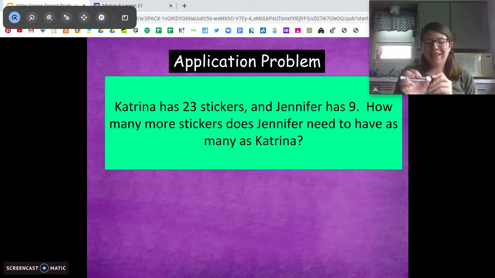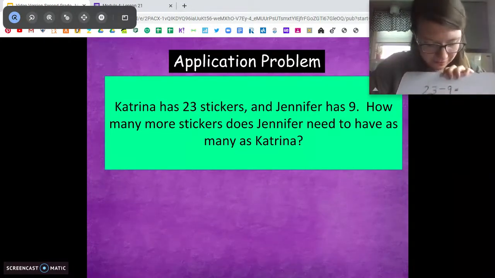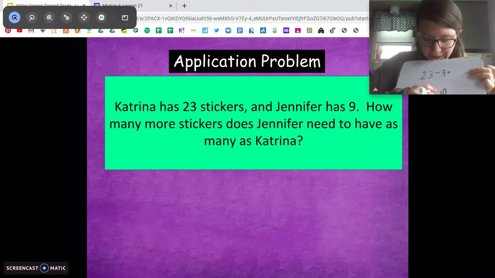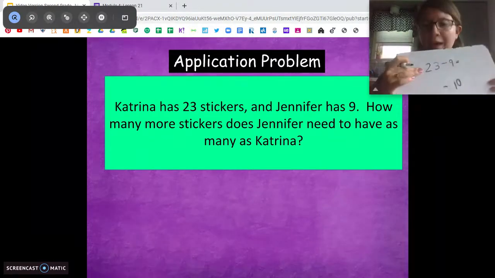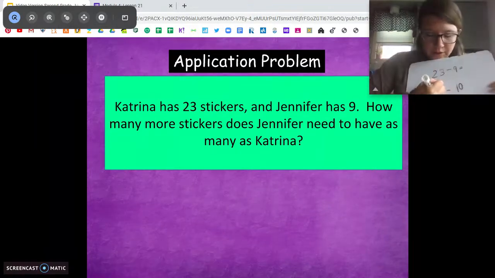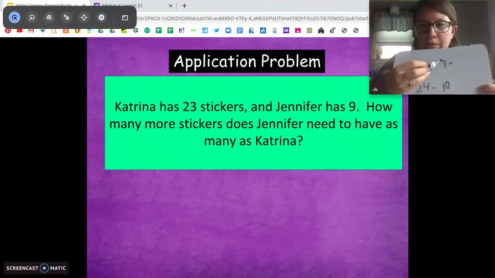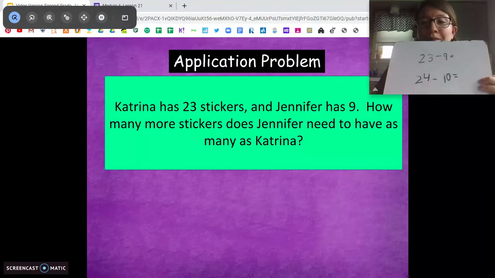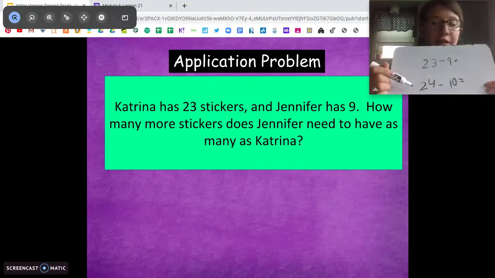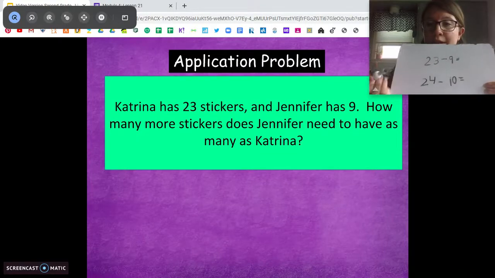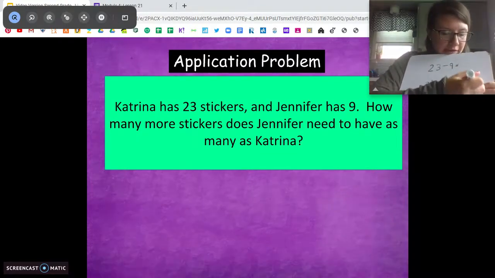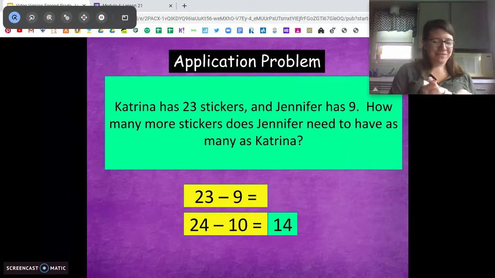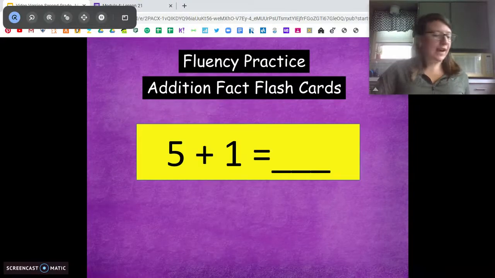Good. Okay. So when I look at this problem, I want to get the 9 to be 10. Now when I do that, I'm going to have to add one here too, just like we learned about in a couple lessons ago. When I add one here in subtraction, I have to add one here in order to make the difference the same. So these two problems equal each other, but this one is just a little bit easier to solve. 24 minus 10, we're just taking a 10 away, is going to give us 14. Ta-da! Good job.